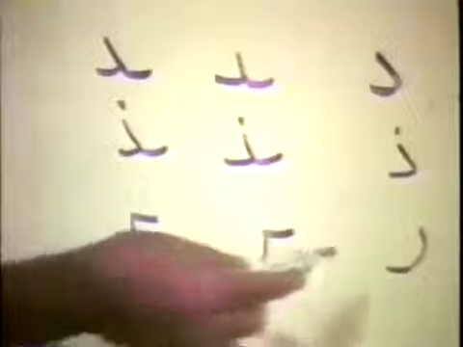The next letter is Ra. That's also one of the 6 letters that cannot be connected from the left side. At the beginning of the word it looks like this. In the middle it looks like this. At the end it looks like this. Same as the middle. See, the looks of the letter do not change. And then the next letter is Zain, and that's also similar, except it has the dot, of course. In the middle and the end it looks like this.